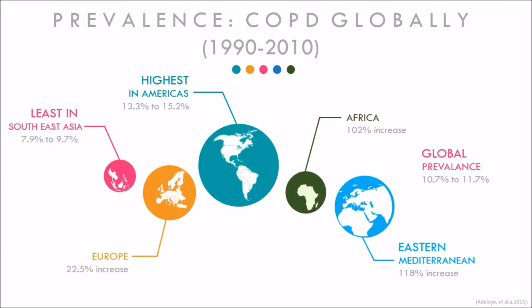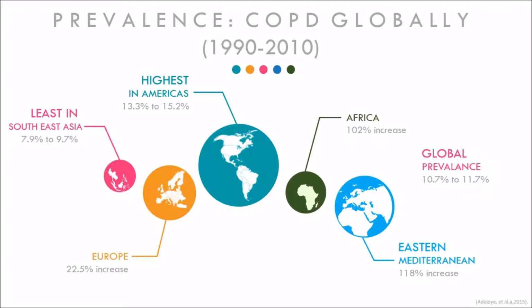These are the individual increments in prevalence of COPD. There is the least in Southeast Asia, from 7.9 to 9.7. And the highest in the Americas, including North America and South America, from 13.3% to 15.2%. In Europe, the increase was 22.5%. In Africa, there was a 102% increase. And in the Eastern Mediterranean, a 118% increase.